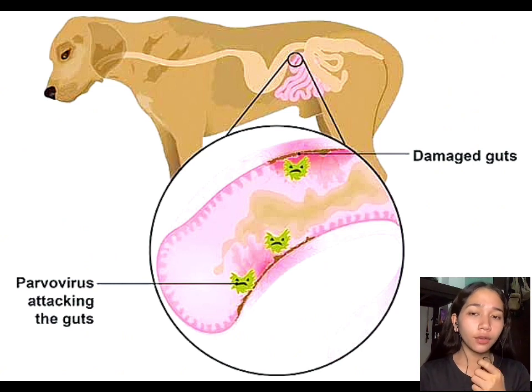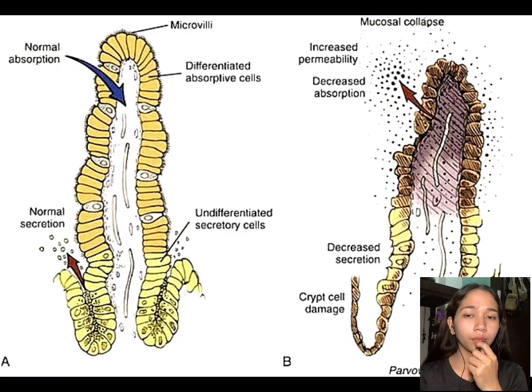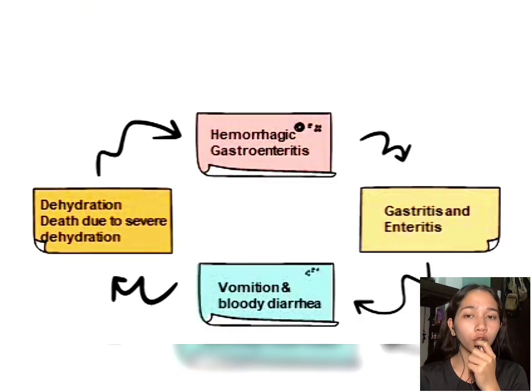Normally, the villi of the small intestine help in food absorption and act as a protective gut barrier. But due to parvovirus infection, the virus invades and replicates in the small intestinal crypt epithelium, so this will extremely damage the small intestinal epithelium, leading to hemorrhagic enteritis. Ibig sabihin, may presence of blood. And this causes impaired absorptive capacity and the disruption of the gut barrier function.